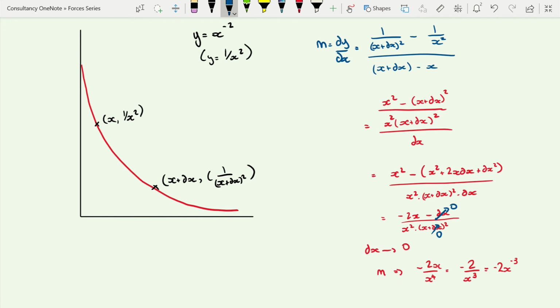So you can see what we're doing is finding the gradient of the chord, but as dx heads towards 0, that becomes the gradient of the tangent. So essentially, differentiation is finding the equation of the tangent, or the gradient, if you like, of our graph.